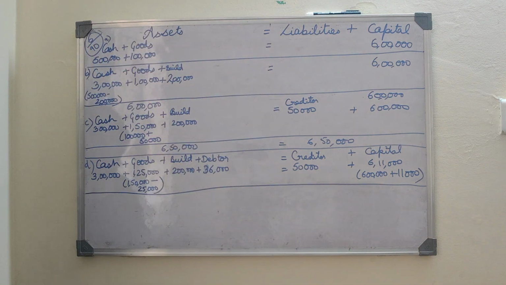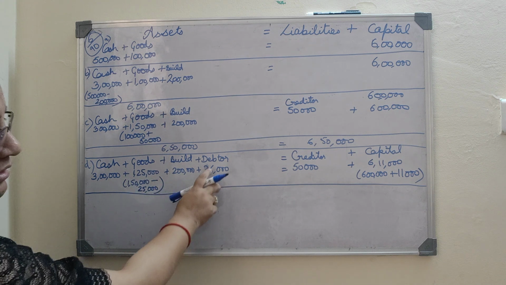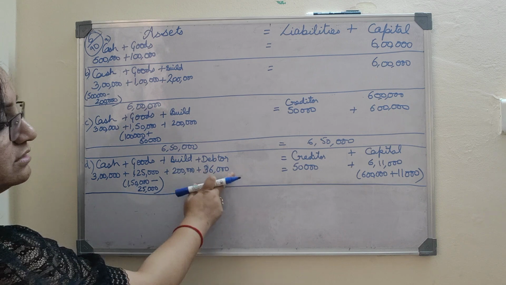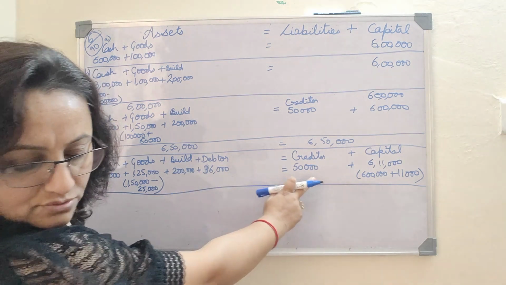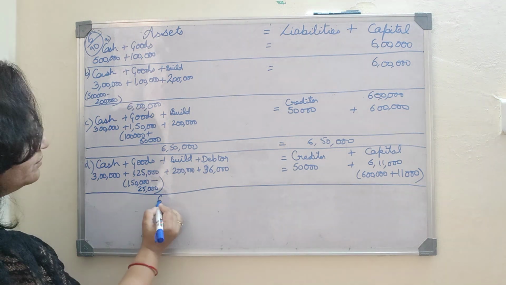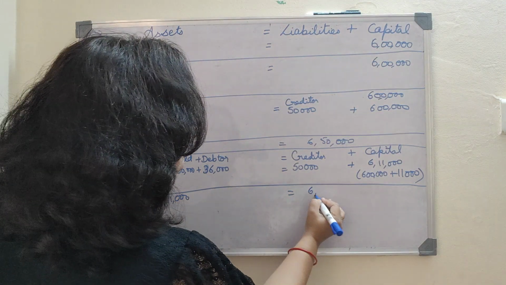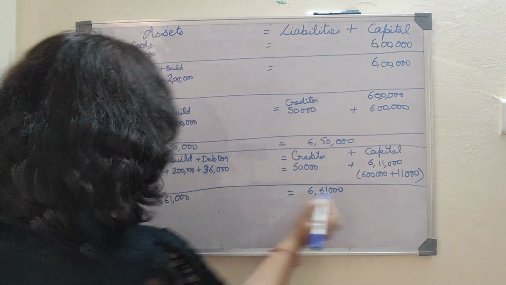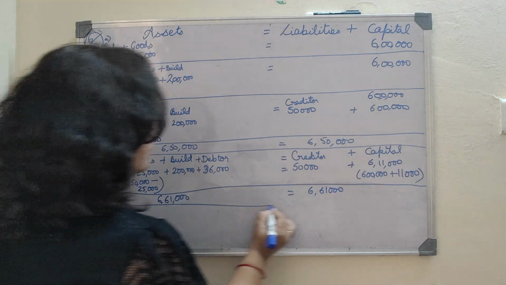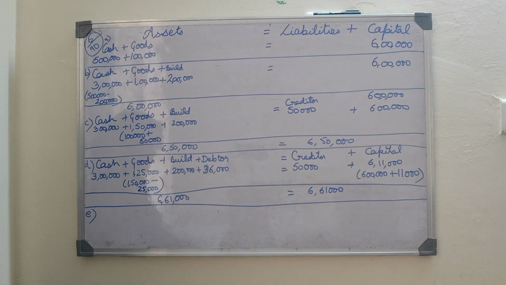So what all amounts we have? Cash is 3 lakh, goods are of 1,25,000, then building is of 2 lakh, then we have debtor of 36,000, then we have creditor of 50,000 and capital of 6 lakh 11,000. So the total comes to 6 lakh 61,000, both the sides. Right?